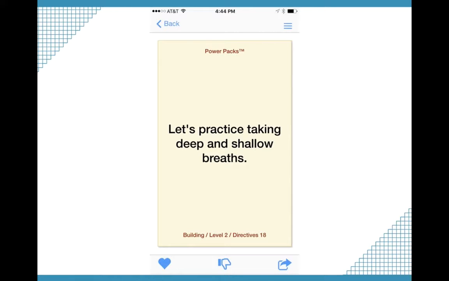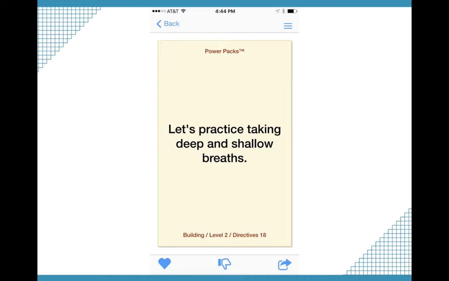The next example, again, using one of our 3 evidence-based strategies, is where we give kids directives. Some of you might think of this as a command. Some of you might think of this as telling a kid what to do. Some of you might even think of this as an invitation to engage. And this is a level 2 example, and it said, let's practice taking deep and shallow breaths. So it's not really a demand, like practice breathing deep and shallow, right? It's really about an invitation for kids to take some sort of action or do something.